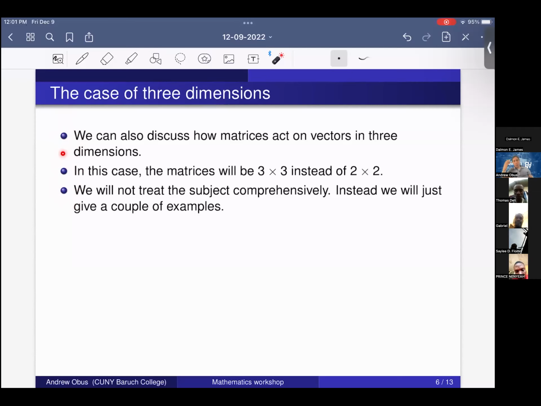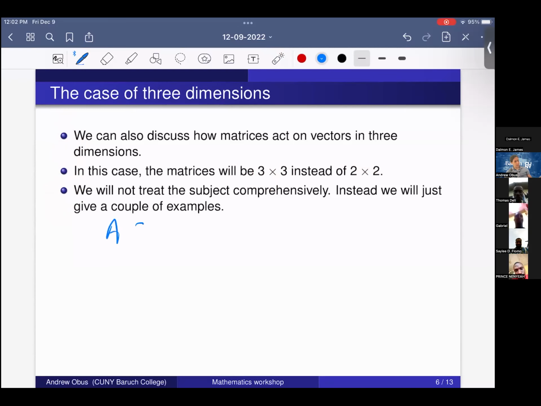Now, there's many more cases of what can happen in 3 dimensions, so I'm not going to treat this comprehensively at all. I just want to show a couple of examples. So when we want to do a matrix in 3 dimensions, as I said last time, the matrices are going to be 3 by 3 matrices instead of 2 by 2 matrices, right? And we're not going to treat the subject comprehensively, but instead we're just going to give a couple of examples.